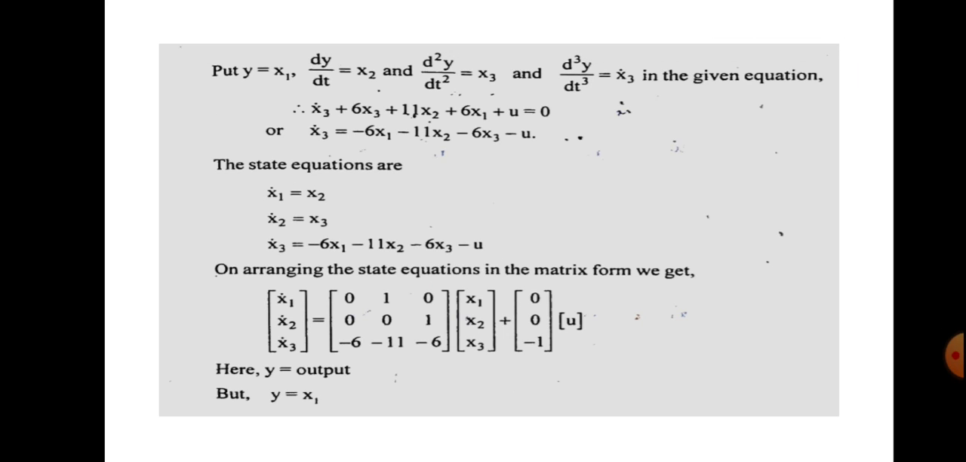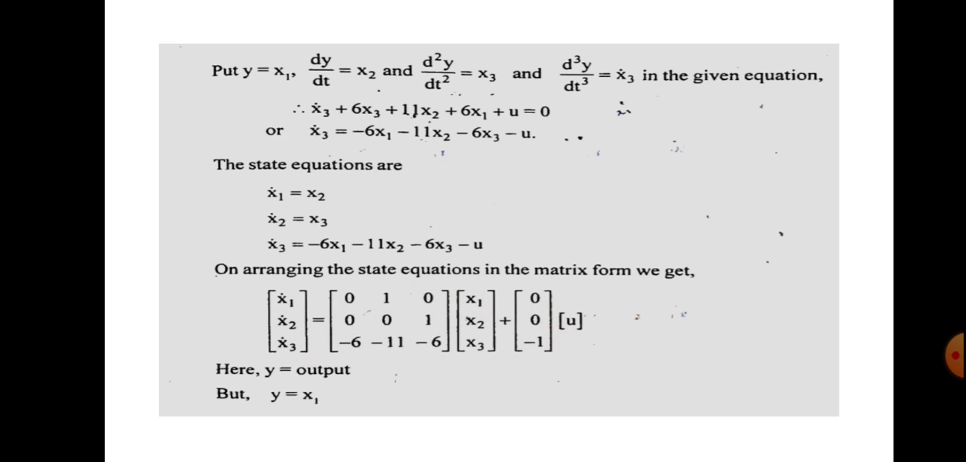Plus the next term is b into u. Here b will be equal to, you know what b is? v is obtained by the quotient of u. Here v will be absent, so we can put 0 0, and here the quotient of u is -1 into u. So these are the state equations.